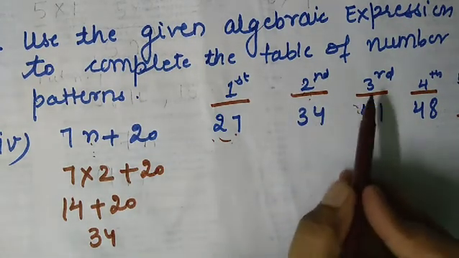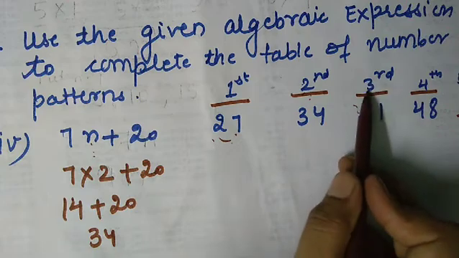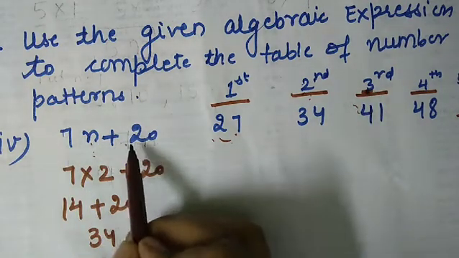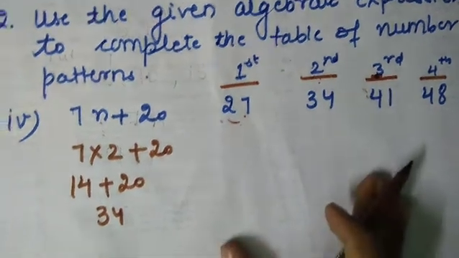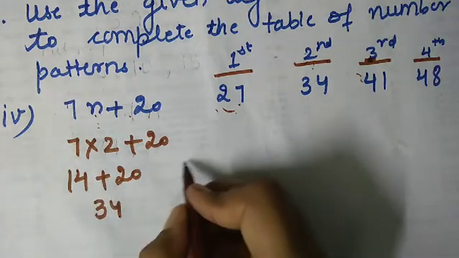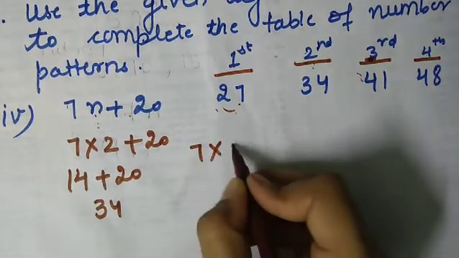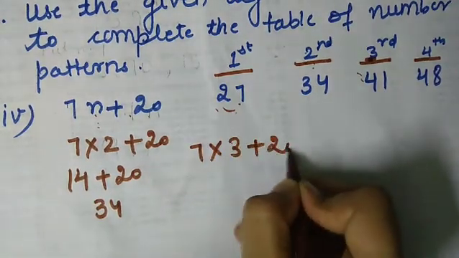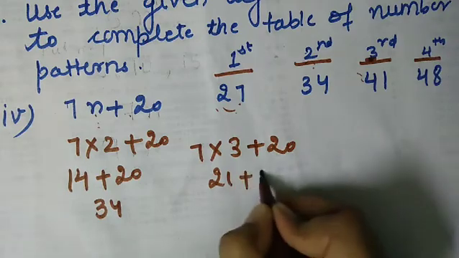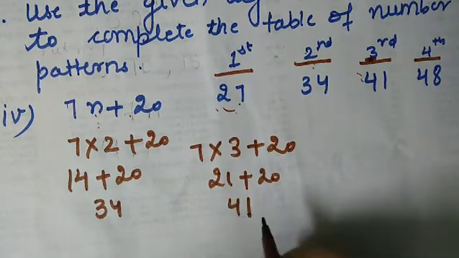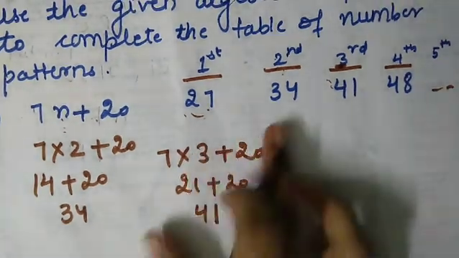And if you put 3 in the given expression you will get 41. So let us check this. Let us put n equals 3. So 7 into 3 plus 20. 7 threes are 21 plus 20, so it will be 41. Okay, I think it is clear how these terms are obtained.